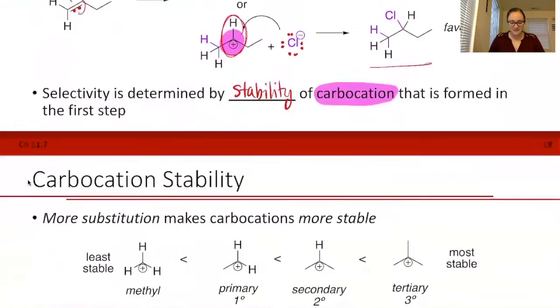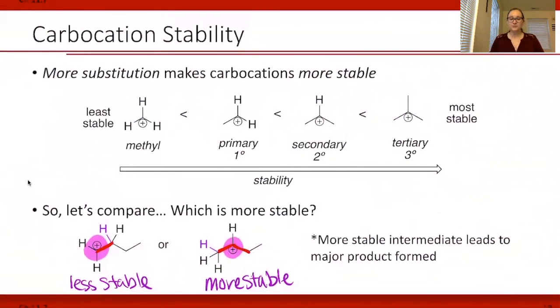That's a lot to get through. Take a moment, think about it, rewatch this video a couple of times, but we will practice the selectivity of these reactions in our next video.